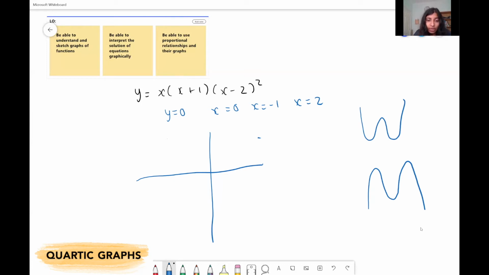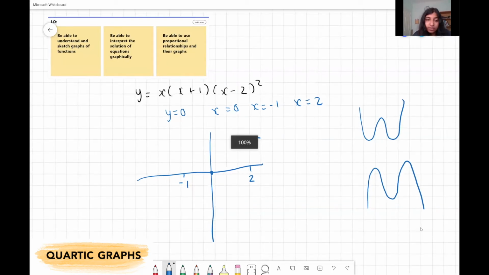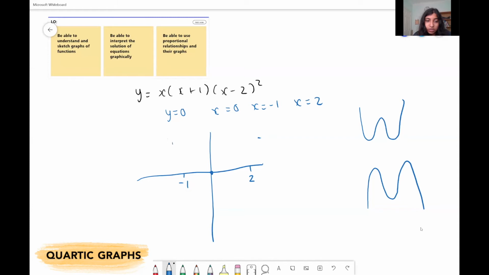So this way you have x is 0 as one of the roots, x is minus 1 as another, and x is 2. It's positive, so you want to start from the positive side. So it would just look something like this, and it will be a repeated root there, and it would go up like that. Because this is a repeated root, like with a cubic, it kind of just sits on that root. So that's basically all there really is to sketching a quartic graph.